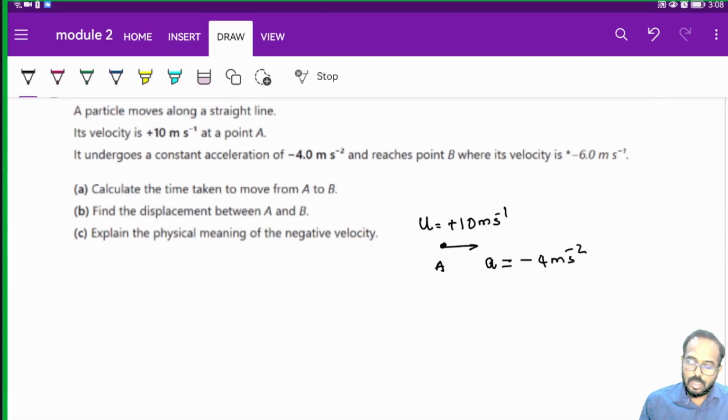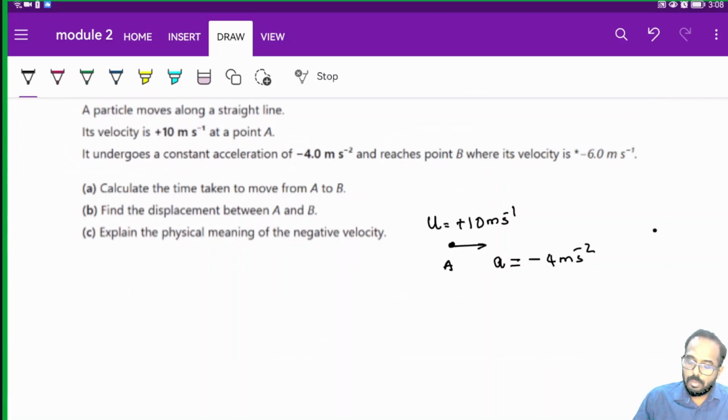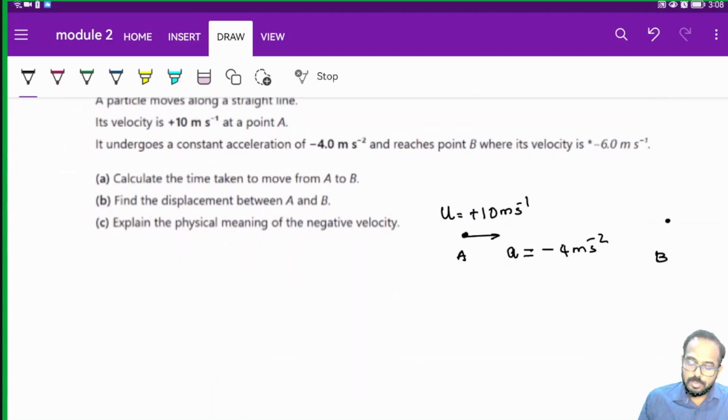And it reaches a point B. So this is the point B. At this point, its velocity is given. So you can say this is the final velocity, v is equal to -6 meter per second. So what is the first question? Calculate the time taken to move from A to B. So what is the time taken?